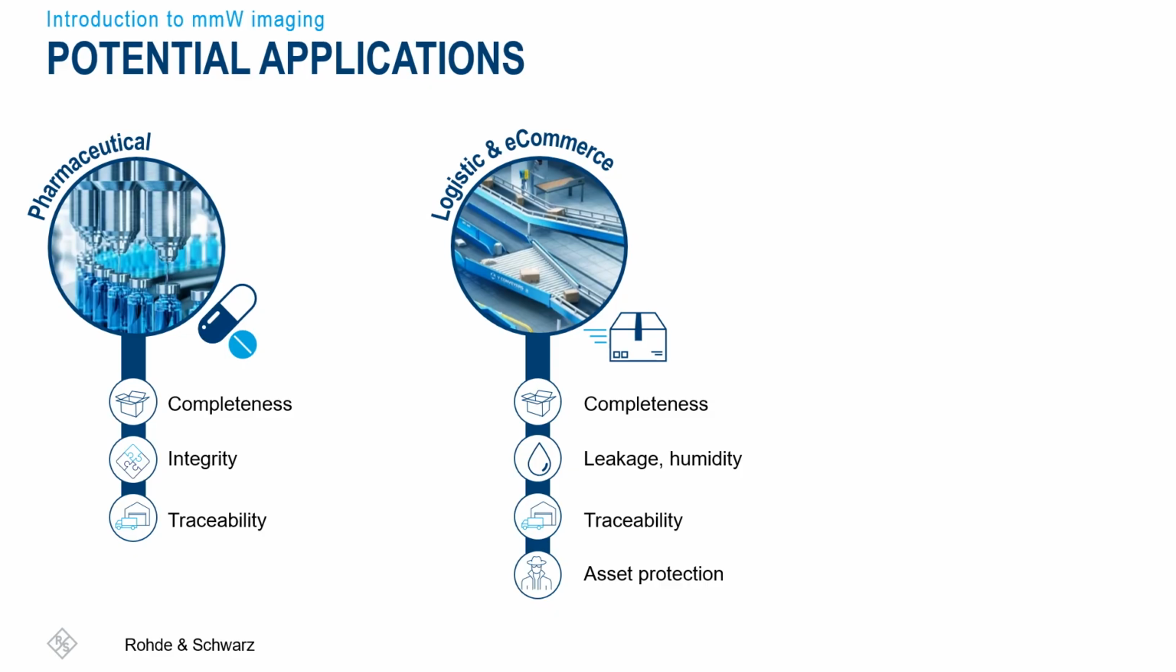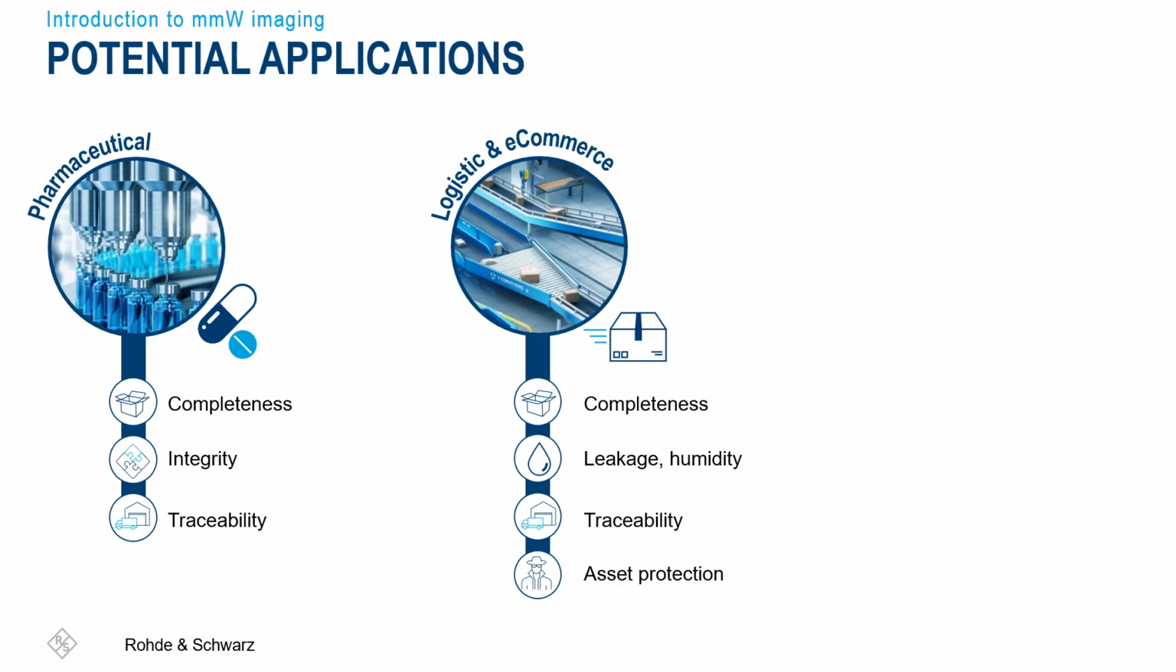The second application is logistics and e-commerce. There, we can also check for the completeness, so that means that the item that the customers ordered and that should be shipped is actually in the package. We can also detect leakage and humidity in the packages. So if an article is broken and spilling liquid in the package, we can detect, okay, something is wrong with that package. Here also, we can check the traceability, and it's kind of asset protection because you can ensure that the stuff that should be going to your customer is actually going to your customer and your employees are not taking that stuff away.